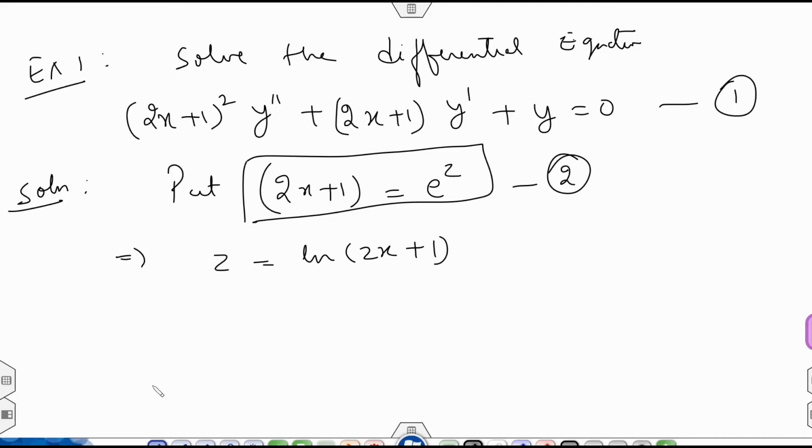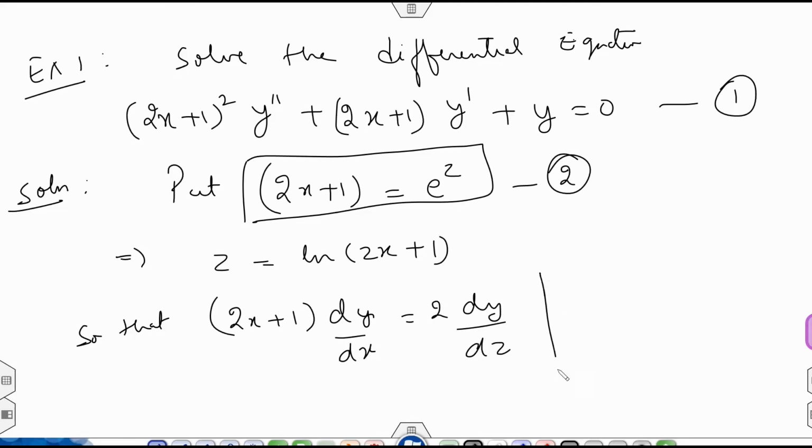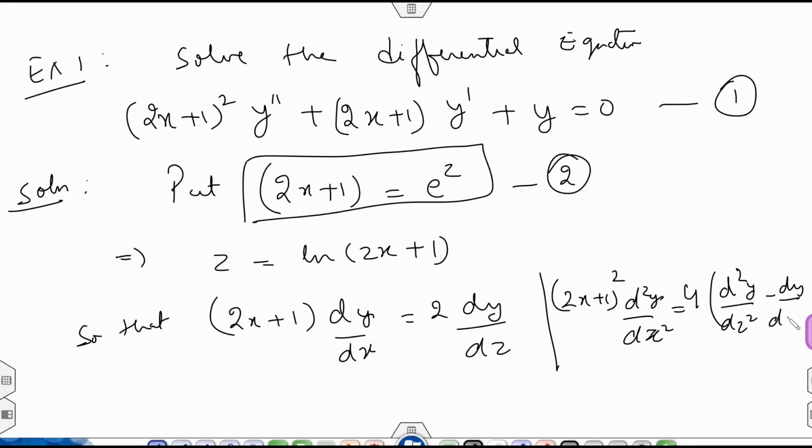Now, applying the same methodology, we will get (2x plus 1) dy by dx is equal to 2 dy by dz, and (2x plus 1) whole square d square y by dx square is equal to a square, where a is equal to 2. So we will get 4, that is 2 square, times (d square y by dz square minus dy by dz). Now I'll apply equations number 3 and 4 in my equation number 1.